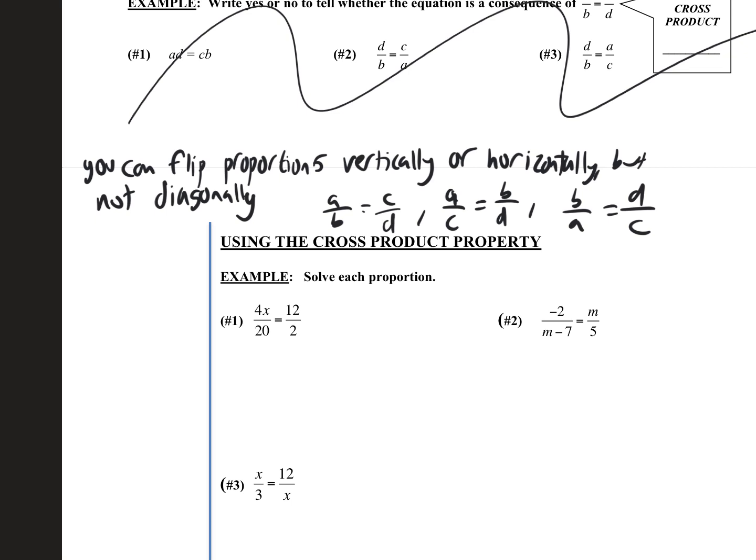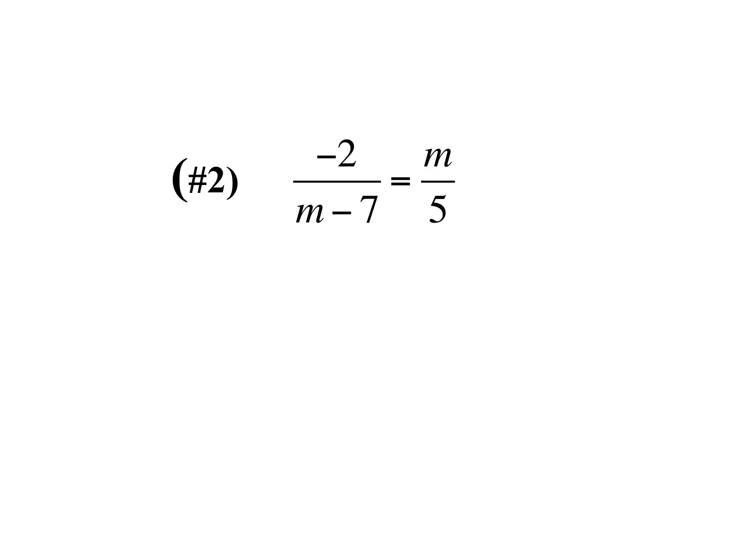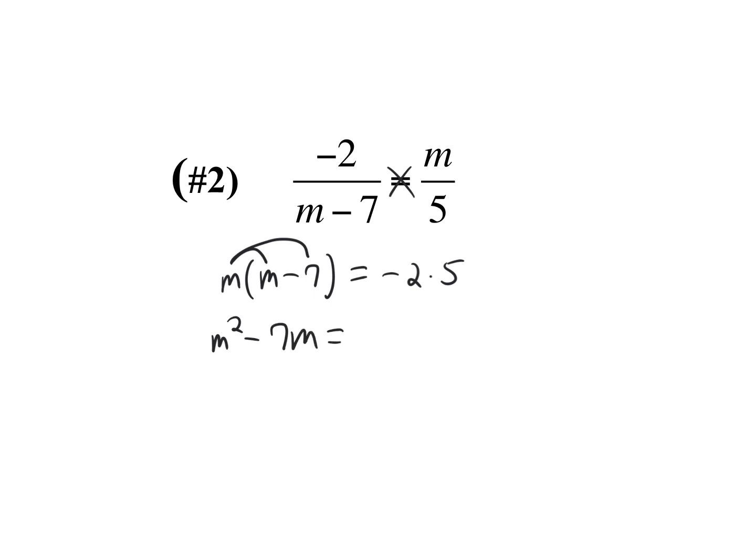Very cool. All right, let's do an example here. We'll do number 2 together and see how we do, okay? So use the cross product property. To solve any proportion, you just got to cross multiply, okay? Number 2 here: negative 2 over m minus 7 equals m over 5. So we're going to cross multiply. Be careful, we have m times m minus 7 equals negative 2 times 5, right? Now how do we solve this? Well, we're going to distribute. Got m times m and m times 7. So we're going to get m squared minus 7m. And negative 2 times 5 is going to be negative 10.